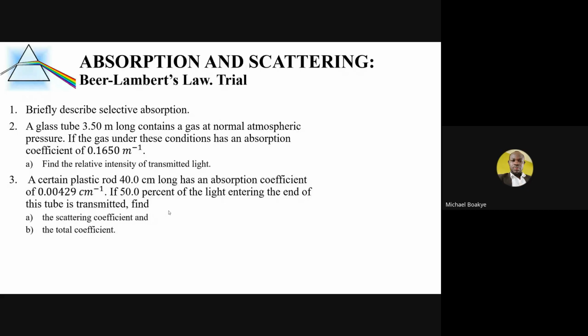Yes, because for I over I naught here, you take the natural log of the powers and then you get it. So I over I naught is the same as the transmission, right? It is given as e to the power of the coefficient multiplied by the length. So you just substitute in the formula and then you get it. Please, sir, write it here so that we all see how it is done.